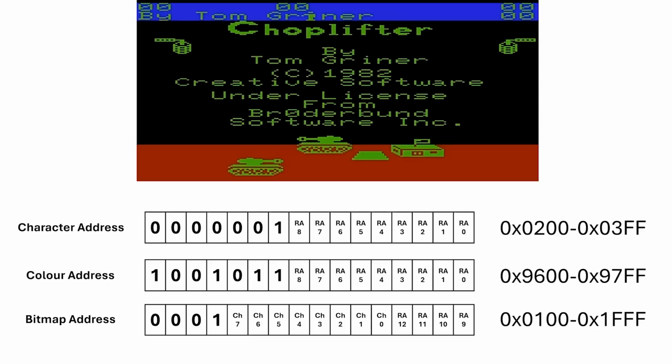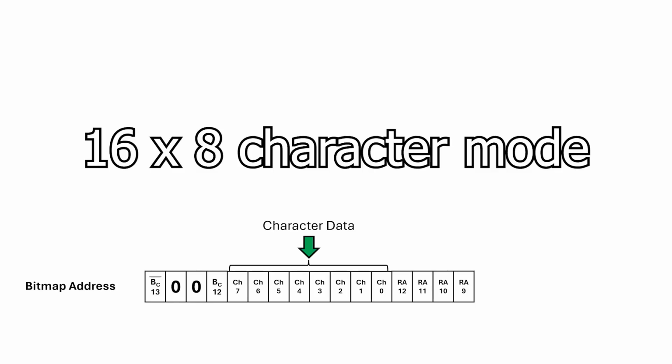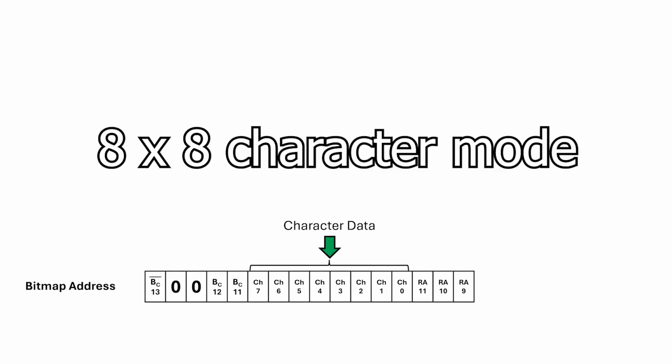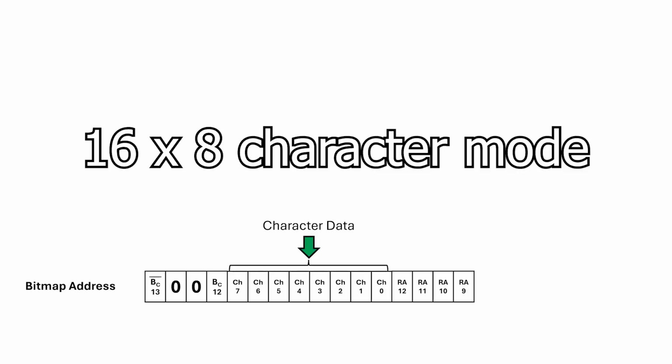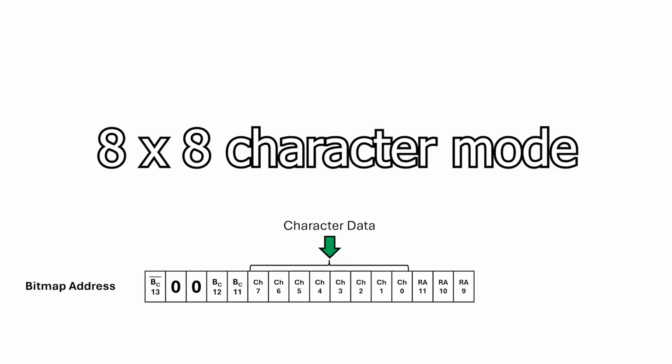Okay, this is good, but now we have another problem. In double height character mode, we have 16 scan lines per character, so the character data in the address is shifted left by 1. Let me show you that again. 16 by 8 characters, and 8 by 8 characters.